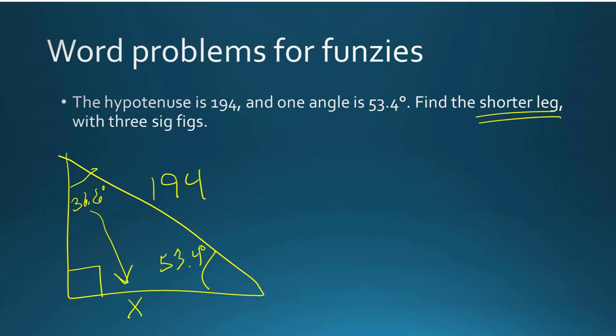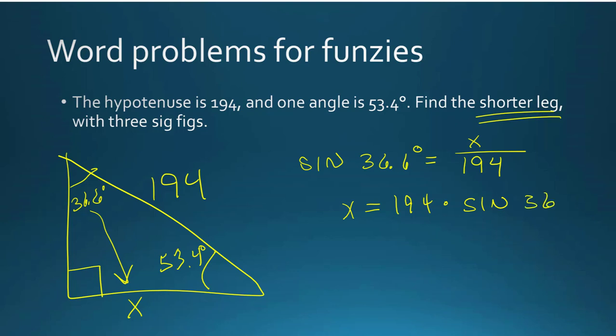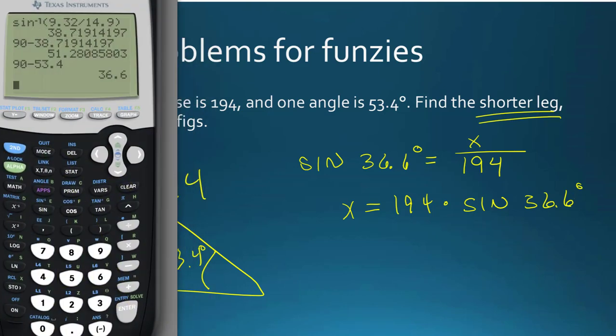And now I can just use sine again. I guess I could have used cosine from here, but I didn't. Cosine takes more thinking, and I've been recording too long, and thinking is dumb, and I don't want to. So x over 194, opposite over our hypotenuse. So x is 194 times sine of 36.6 degrees. 194 times sine of this thing, and I'll get an answer which is 116.